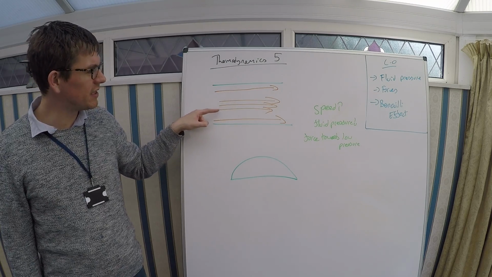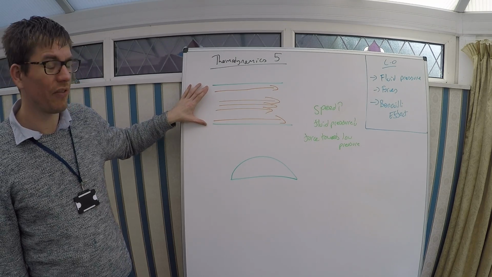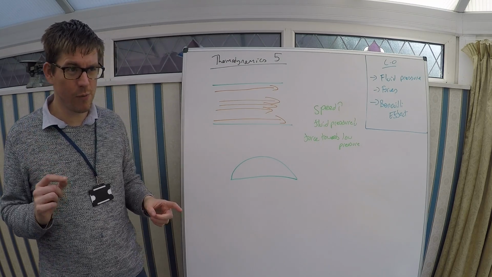So the liquid in the centre of the pipe is moving faster than the liquid on the edges of the pipe. Now there's a simple reason for this. Pause the video to see if you can work it out.